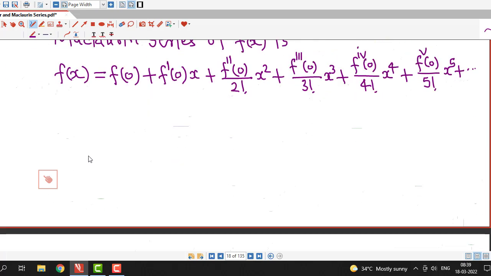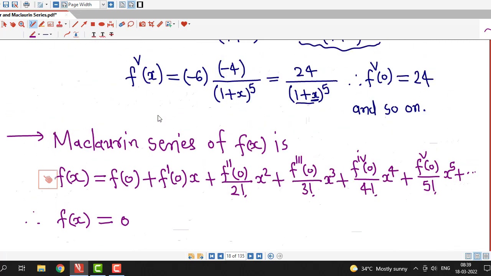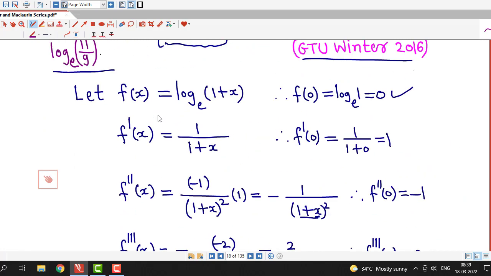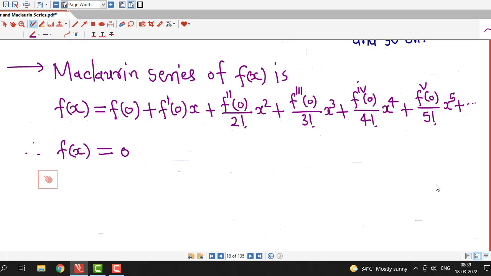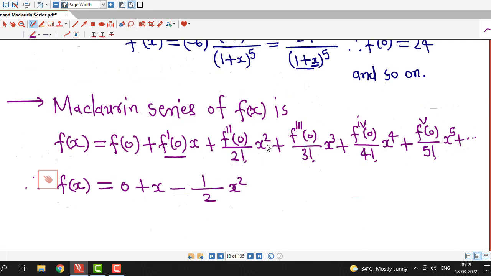Now we substitute values of all these derivatives. Therefore our function f(x) is: value of function f at 0 is 0, first derivative at 0 is 1, second derivative is minus 1. So here we have plus x, second derivative is minus 1, so we have minus 1 half times x square, 2 factorial is 2.